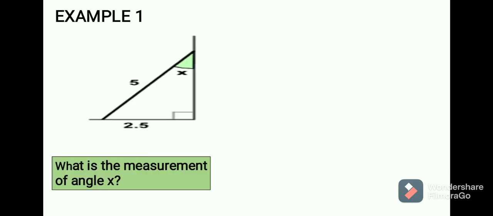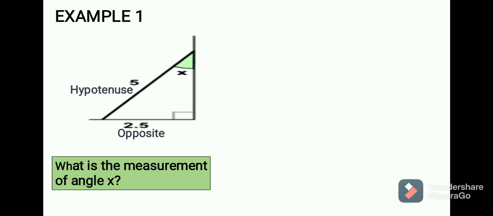So this is the first example. The question is, what is the measurement of angle X? So the first thing to do is to find the name of the 2 sides that have a given length. Since 2.5 is opposite to angle X, we should label this as the opposite side. Since 5 is the longest side, it is our hypotenuse.